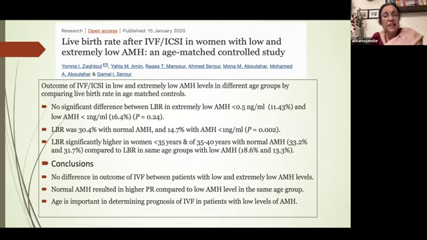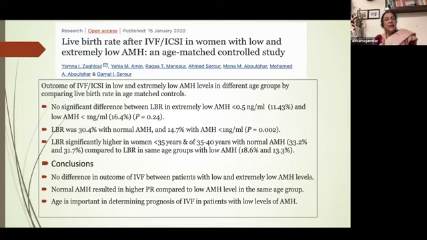Live birth rate significantly higher in women less than 35 and of 35 to 40 years with normal AMH compared to live birth rate in the same age groups with low AMH. So in the same age group with low AMH, it is 18.6 and 13.3, whereas in those who have a high AMH, it is 33.2 and 31.2. So these are less than 35 and 35 to 40.